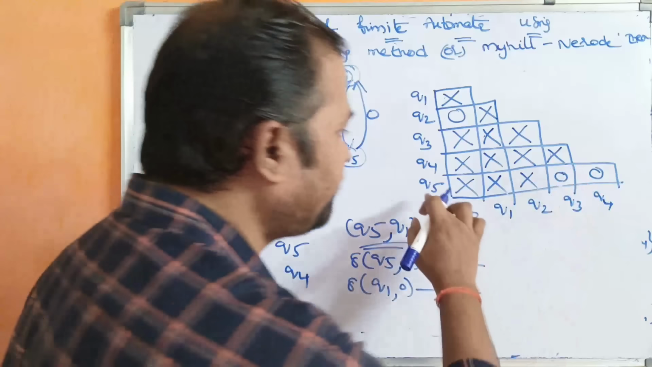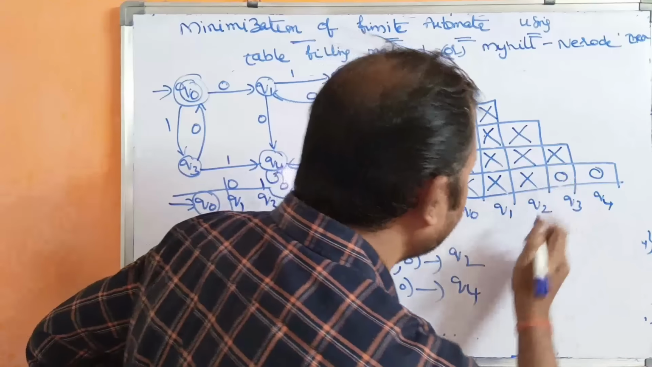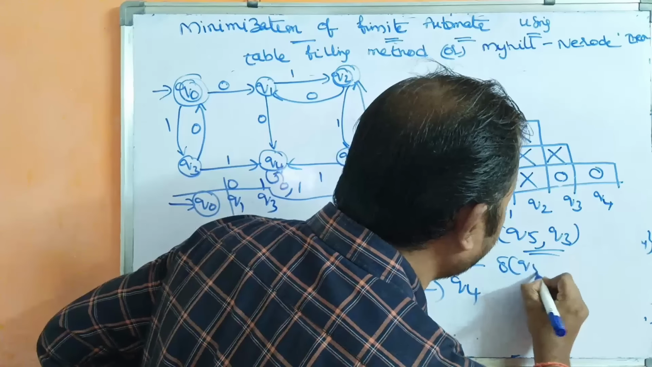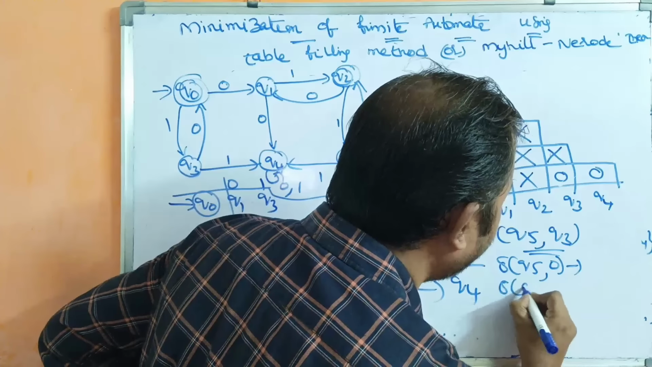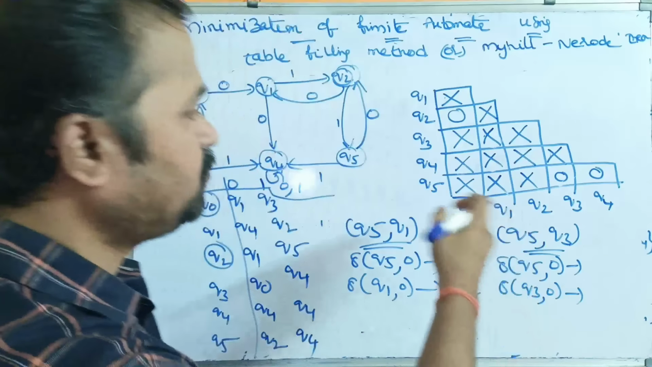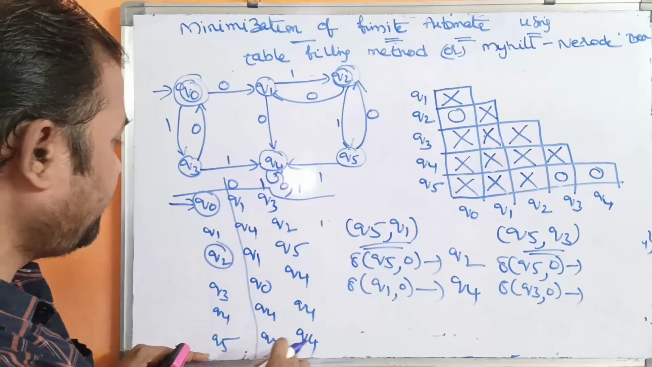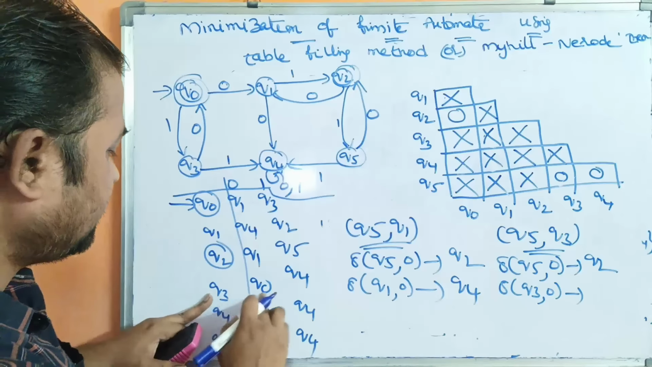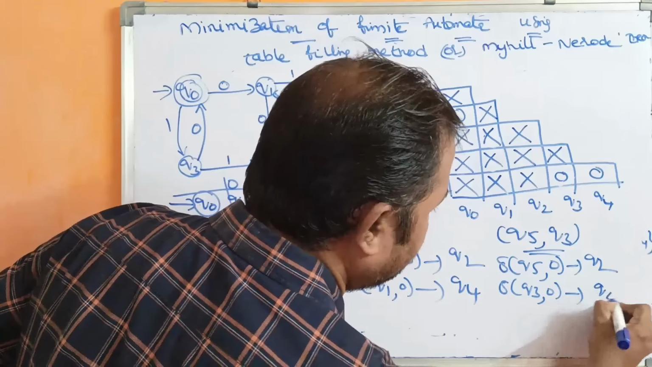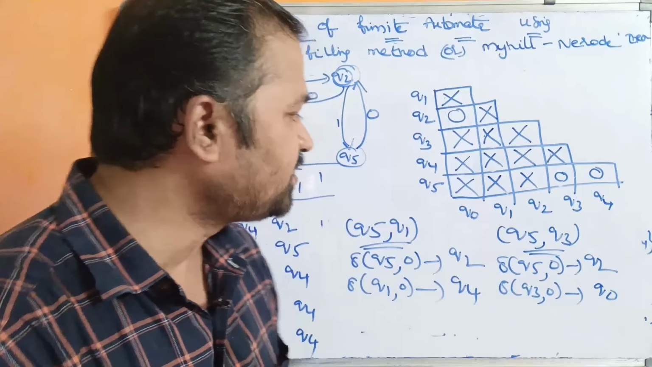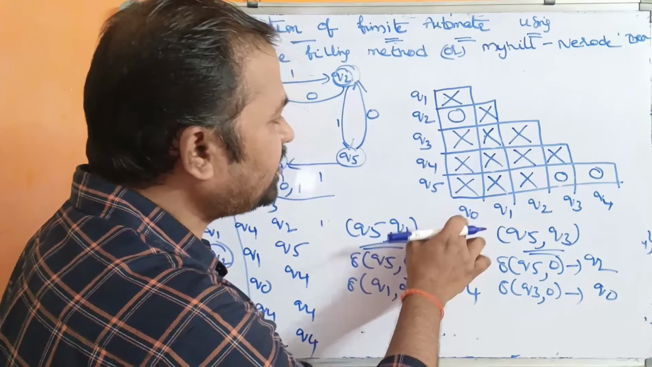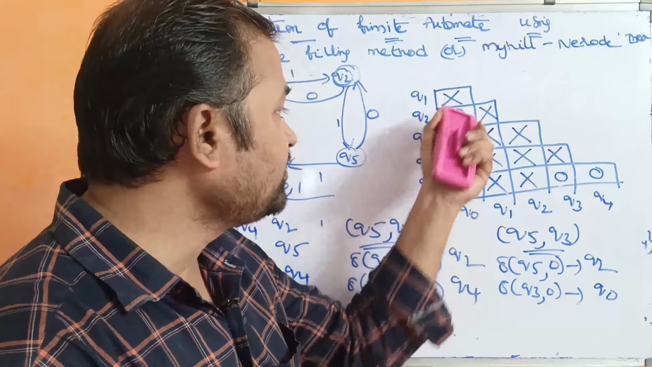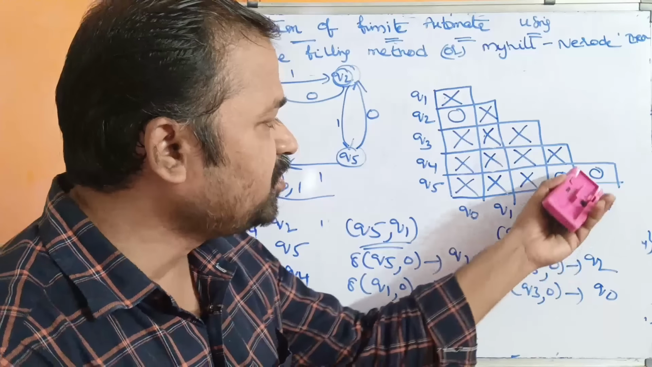Now let us check the next pair. What is the next pair? Q5, Q3. Let us apply the 0 symbol: delta of Q5 comma 0, delta of Q3 comma 0. Q5 on 0 means Q2, and Q3 on 0 means Q0. So Q0, Q2. Let's check whether Q0, Q2 is marked or not. Q0, Q2 is not marked, so it is not possible to mark this pair.